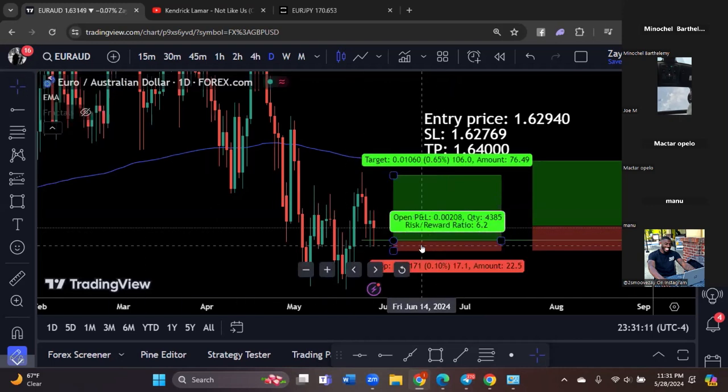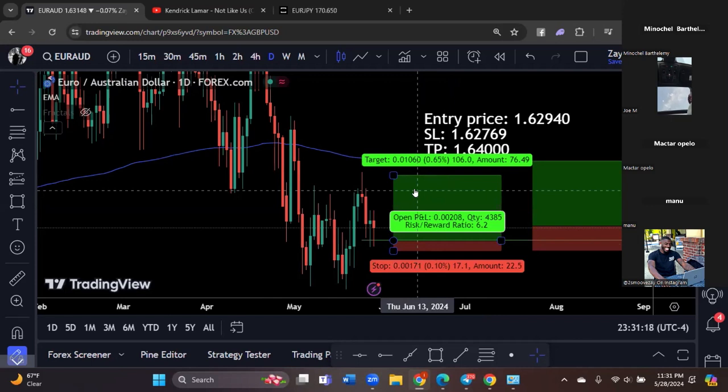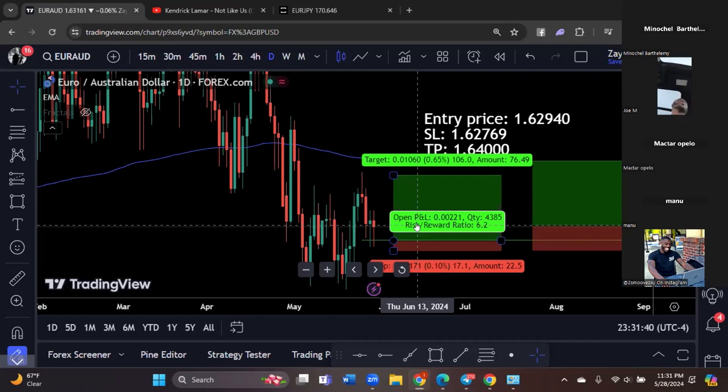If you're risking 17 pips to get 106 and you have a dollar lot size, can somebody tell me how much they're risking if you're taking this trade with a dollar lot size? If you're going to get 106 and you're going to risk 17, how much money are you risking? Somebody tell me that answer. Remember, we're using a dollar lot size and you're risking 17 pips. $17.